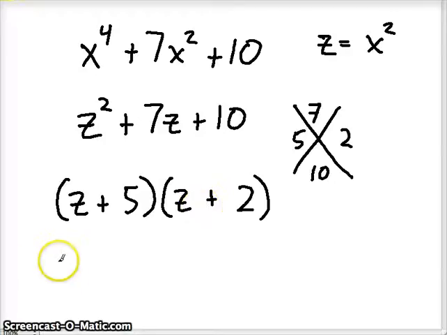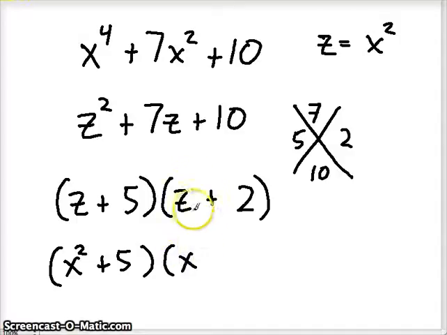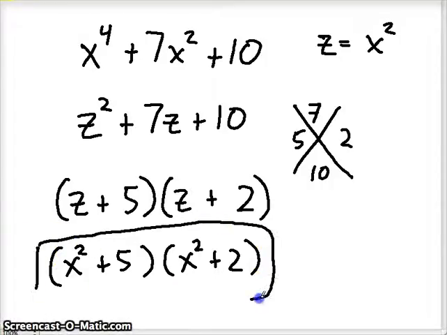So our last step is just to replace z with x squared. You could solve for z. I may show you that in the next video. Just make sure to always replace it at some point. You can do it at the beginning or the end, it doesn't matter. So there's our final factored form: x squared plus 5 and x squared plus 2. So there's another factoring method we could use. As long as we turn it into a quadratic first, then we can use our quadratic factoring patterns or methods.